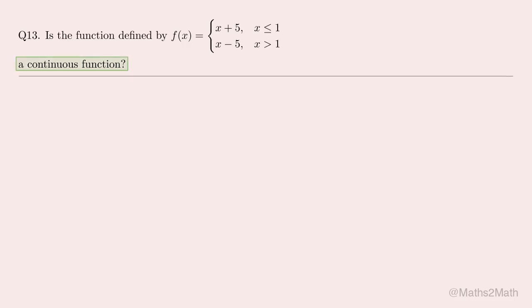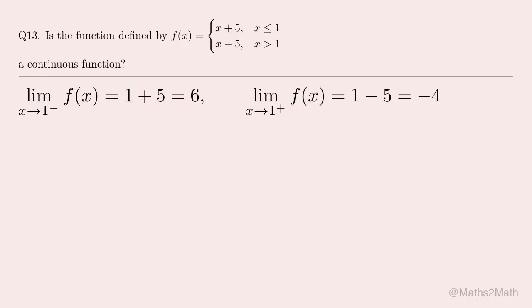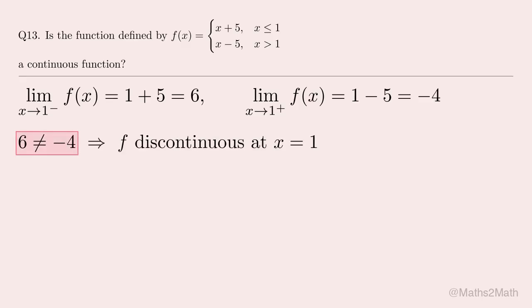Question 13. Two parallel lines, 10 units apart, switching at x equals 1. Parallel pieces cannot join unless the jump closes, so we test the junction. At 1, the left line gives 6, the right line gives -4. The jump of 10 never closes. F is discontinuous at 1 and continuous everywhere else, so f is not a continuous function.